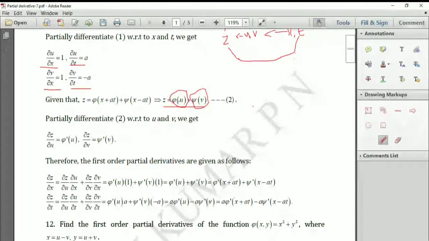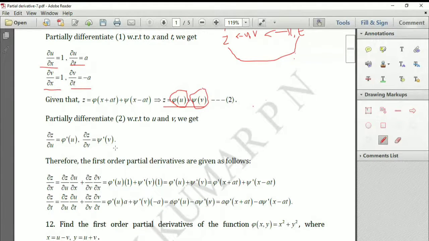dou z by dou u equal to derivative of phi of u is phi dash, because this is a variable function in u, into dou u by dou u. Derivative of u with respect to u is 1. So simply phi dash of u plus derivative of psi, because this contains an equation in terms of v, the whole of that equation is constant. Therefore, derivative of a constant is 0. Similarly, dou z by dou v is equal to, this one contains only function of u, which is a constant. Therefore, derivative of this is 0, plus derivative of psi is psi dash of v.